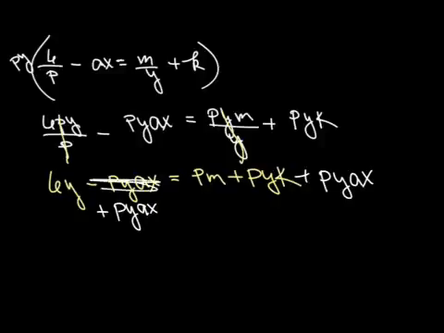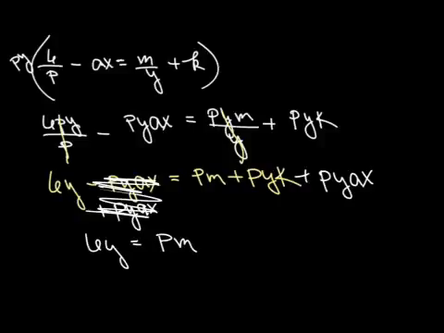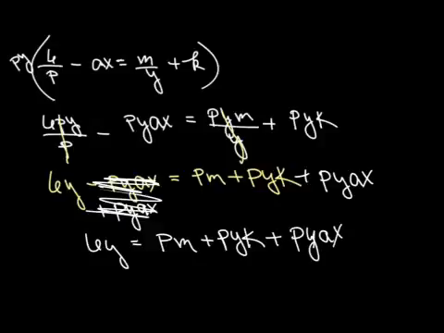And when I add that to a negative, that goes away. And then I have 6y equals pm plus pyk plus pyax. Alright, now the next step is to pull the p out, because it's common to all three of those, because I moved it over there so that I would have them all together.